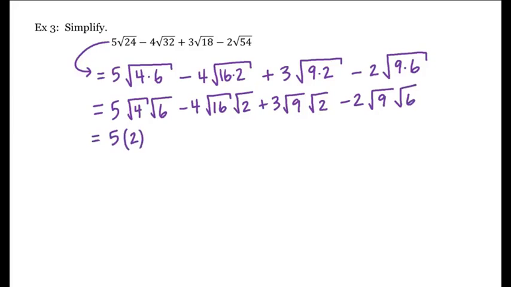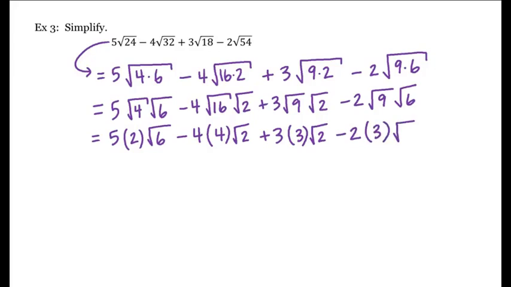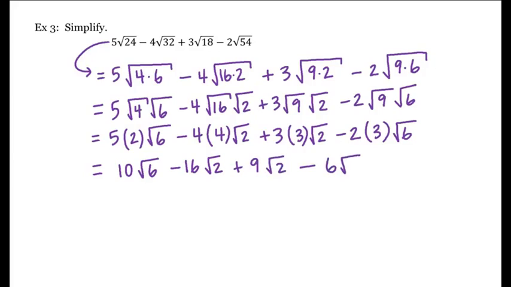is 2, times the square root of 6, minus 4 times the square root of 16, which is 4, times the square root of 2, plus 3 times the square root of 9, which is 3, times the square root of 2, minus 2 times the square root of 9, which is 3, times the square root of 6, which is equal to 10 square root of 6 minus 16 square root of 2 plus 9 square root of 2 minus 6 square root of 6.